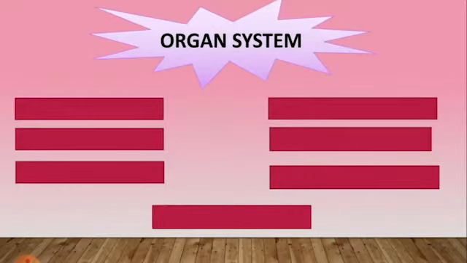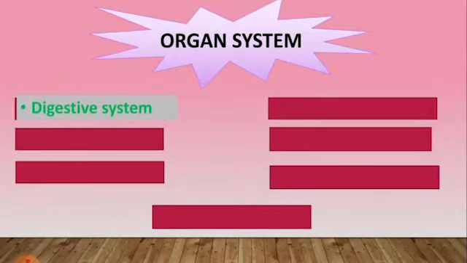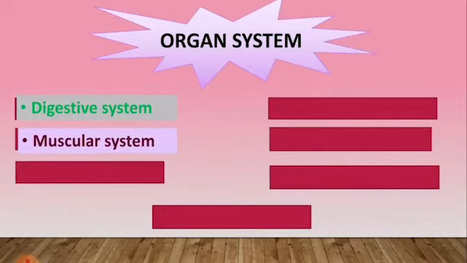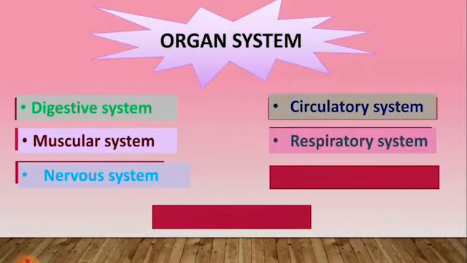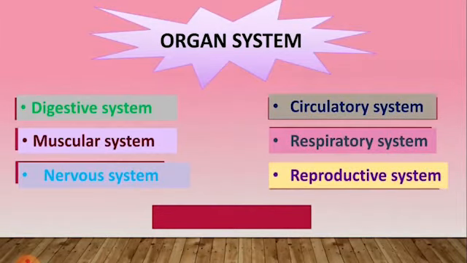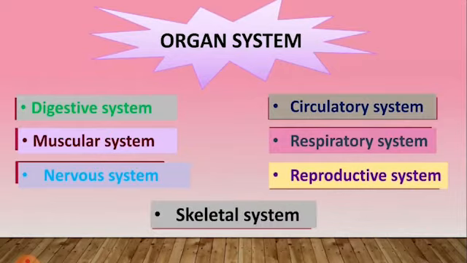Our body is made up of many organ systems, like the digestive system, which helps in the digestion of food; the muscular system, which keeps our muscles strong and gives us strength; the nervous system, which controls the working of the internal organs, our movements and even our thoughts and emotions. Similarly, the circulatory system, respiratory system, and reproductive system perform their own special functions. And the skeletal system. We will study about this system in detail.